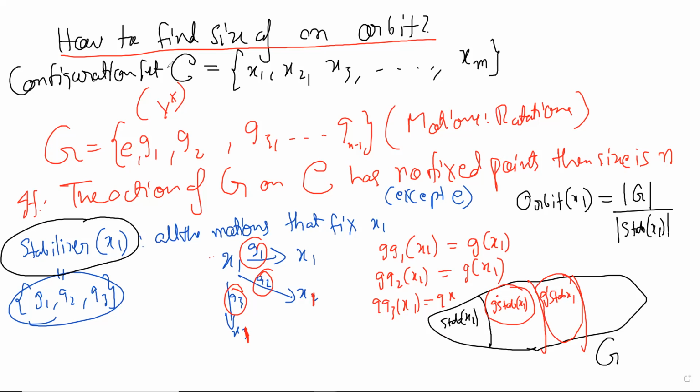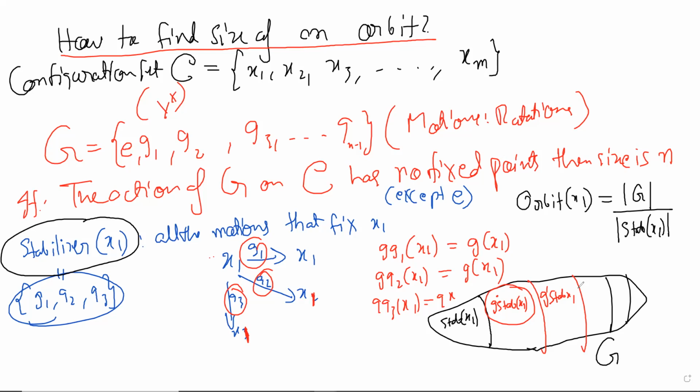Now you can see that the size of these sets, stabilizer of x1, G times stabilizer of x1, G prime times stabilizer of x1, all have the same size, and their size is that of the stabilizer of x1. All these three have the same size. Similarly, you can break the entire group into sets, each of size stabilizer of x1. You can break the set of motions into parts. Each part has the same size as the stabilizer of x1, and each part takes x1 to a unique new place.